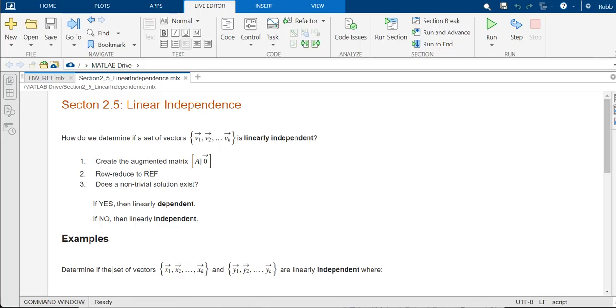So let's jump back over to this other tab where I have MATLAB open. And so we're asking the question, is this set of vectors linearly independent? And this is what was on the slide, right? It gives me the steps. Create this augmented matrix of A augmented with a zero vector, and then row reduce that. By the way, I thought I had fixed it, but this should be RREF, okay? And ask ourselves, does a non-trivial solution exist? If yes, we have linear dependence, and if no, then we have linear independence, okay? So that's how it goes.